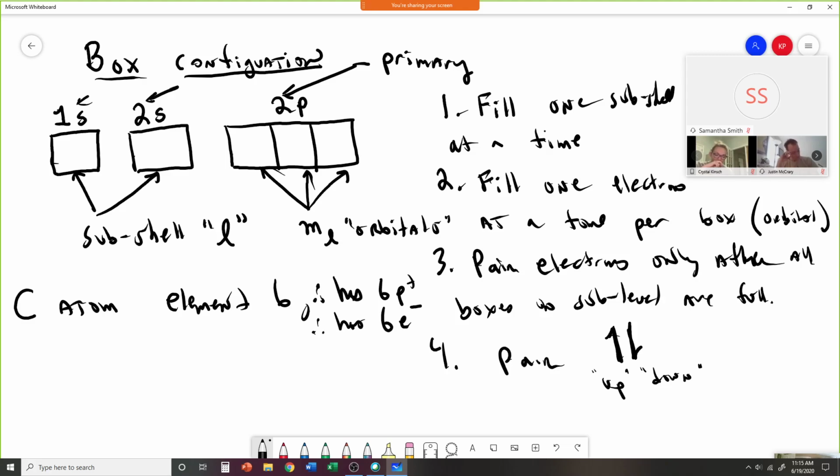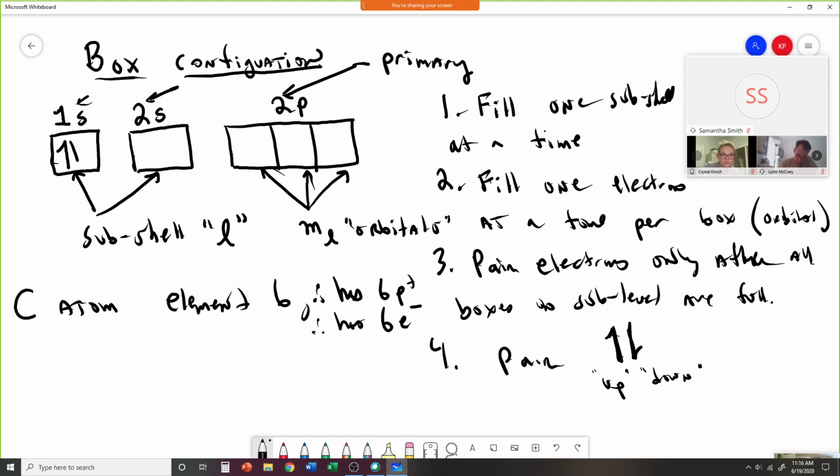What's the rule here? We're going to fill one subshell at a time. And we're going to put 1 electron per box until we have a pair of electrons. So I go, here we go. So I have 6 electrons. So here's 1.